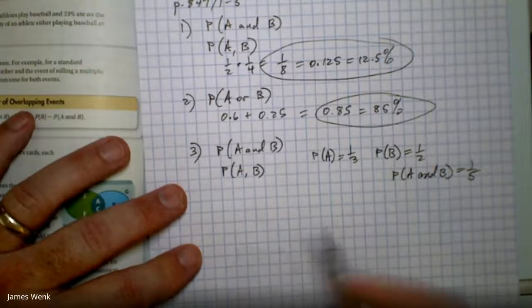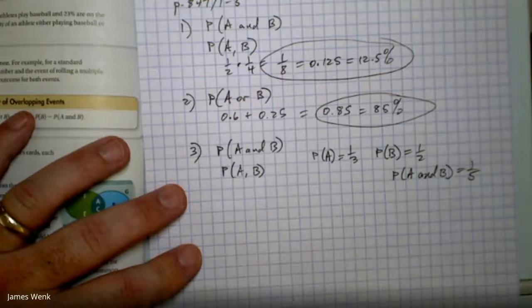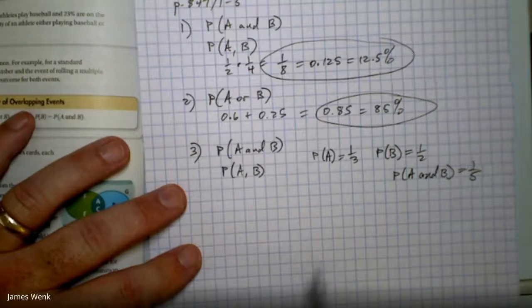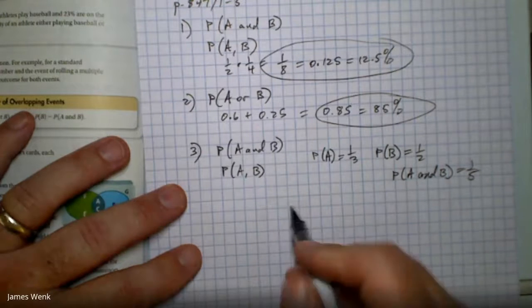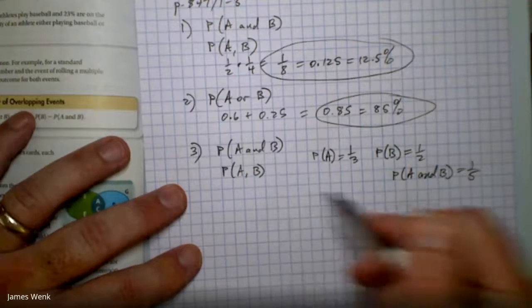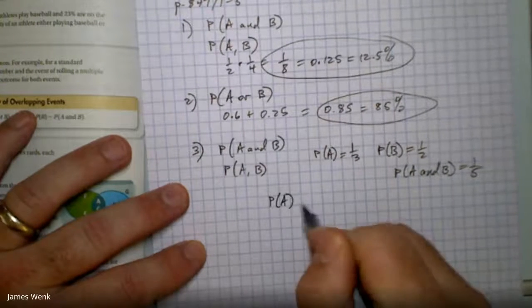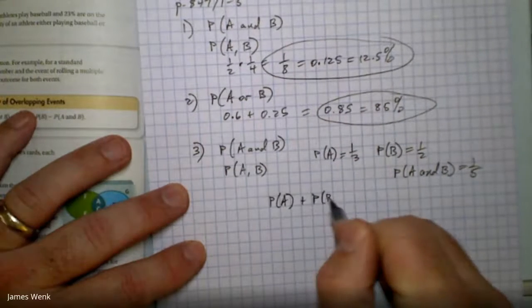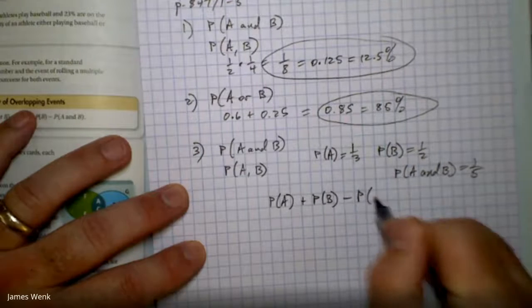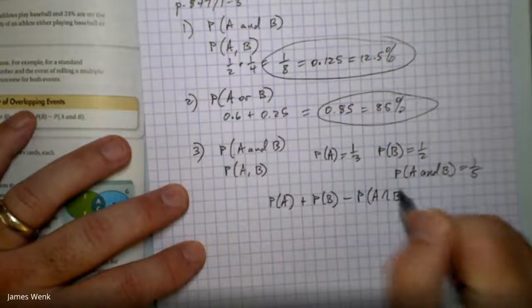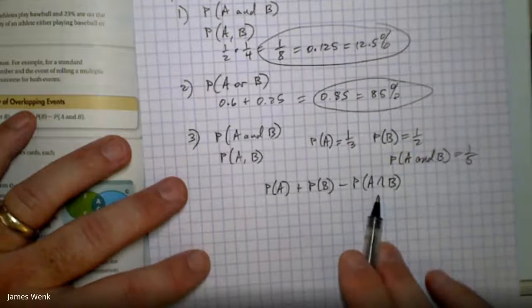So let's look at this. Probability of a situation like this where there's overlap is given by this formula. It's the probability of A plus the probability of B minus the probability of A intersect B. You subtract the overlap. But we talked about this in the notes.